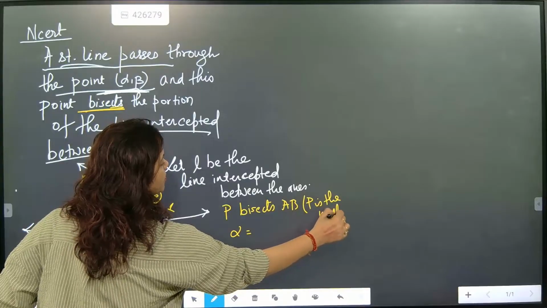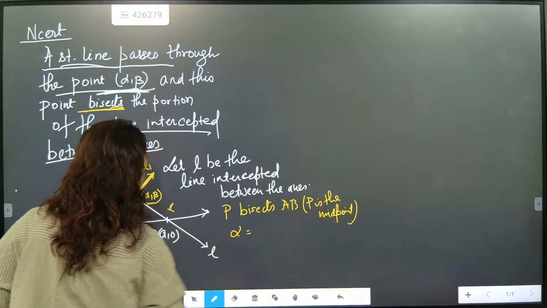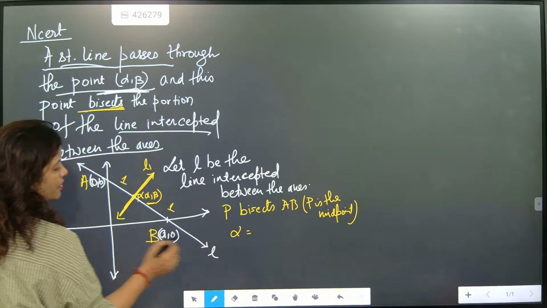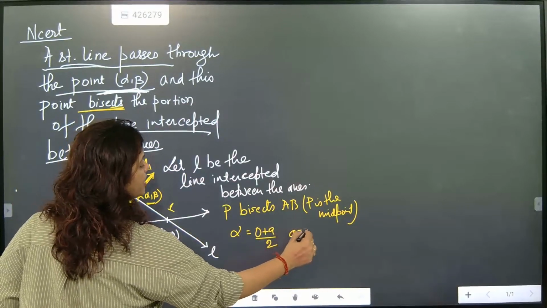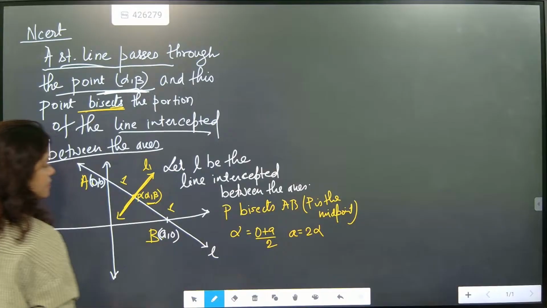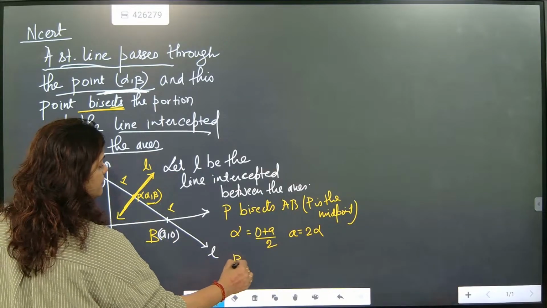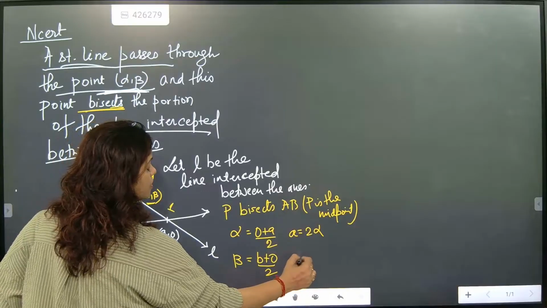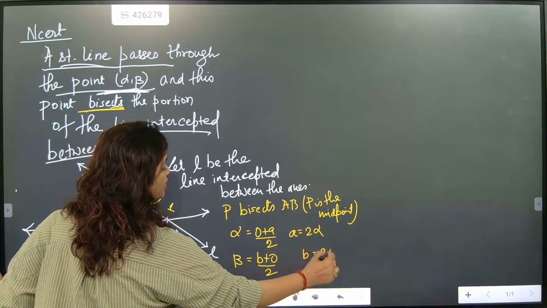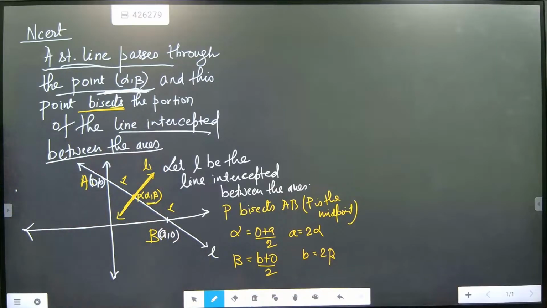So midpoint equation is what? What is the equation of midpoint? Equation of midpoint is 0 plus a divided by 2. So a is coming as 2 alpha. Now the beta part will become b plus 0 divided by 2. So b is equal to 2 beta. Got it? b is equal to 2 beta.